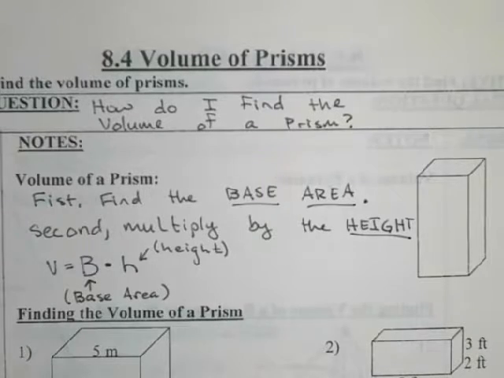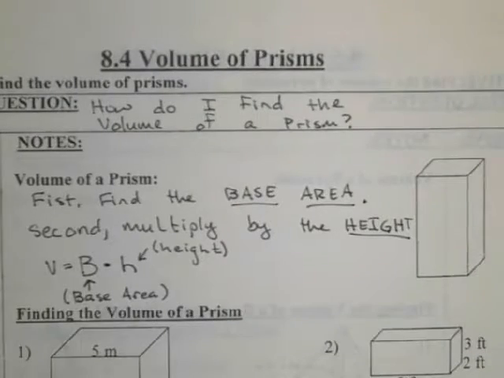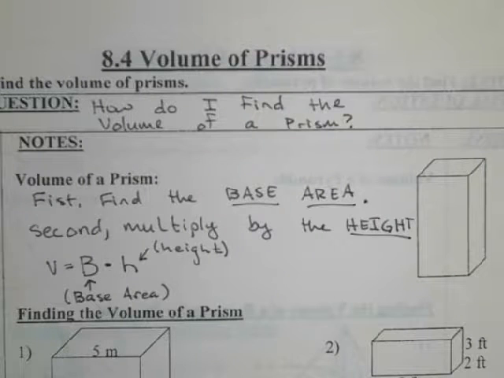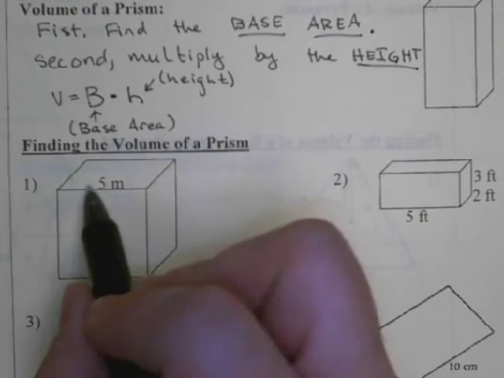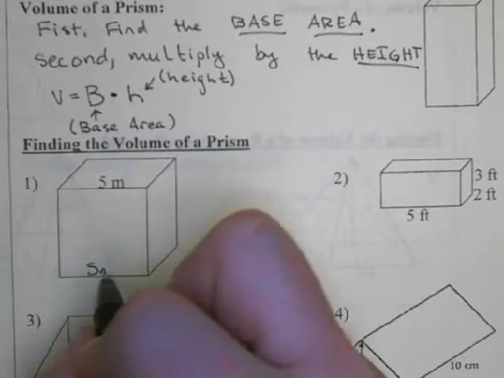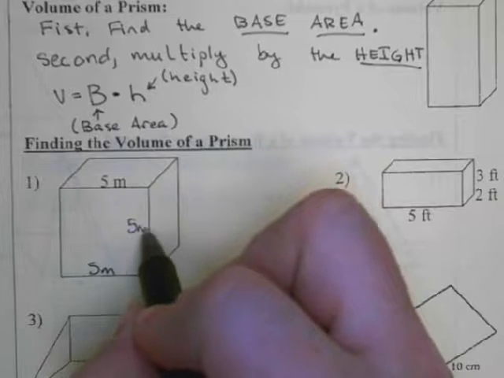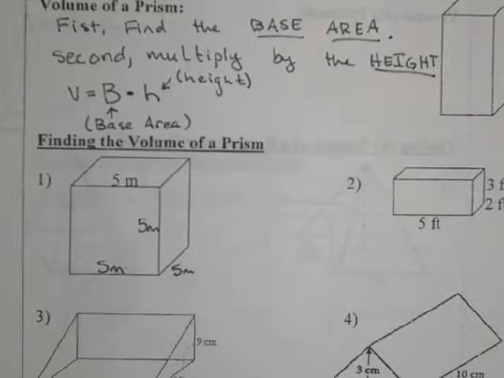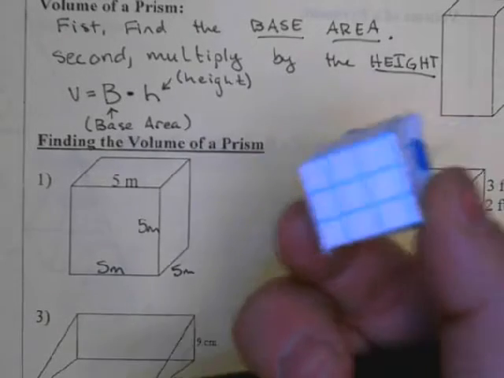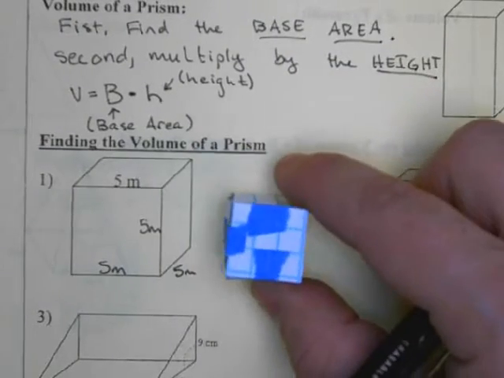Now the difficult part about this is really figuring out what is the base area. So let's look at number 1. This is a cube, so I know that if this side is 5, this side is 5, my height will be 5, and then going down along the other side will be 5 meters. When we're thinking about base area, the base is a side that it can stand on, and both that side, the base, the bottom, and the top are the exact same shape.